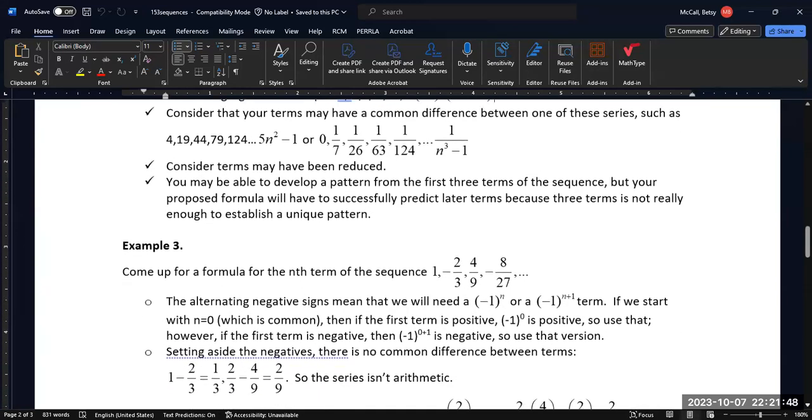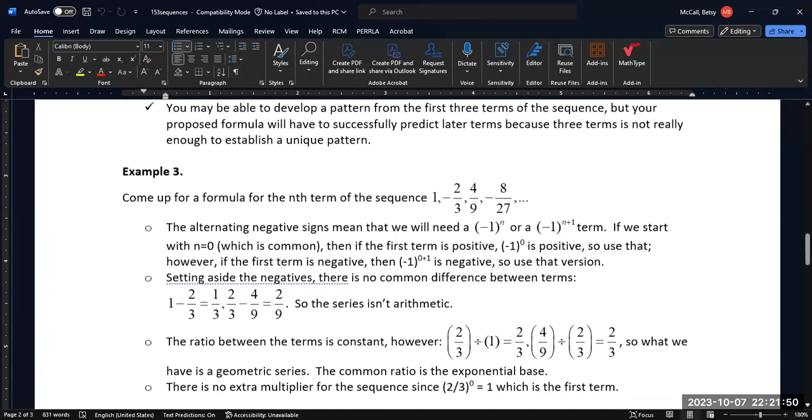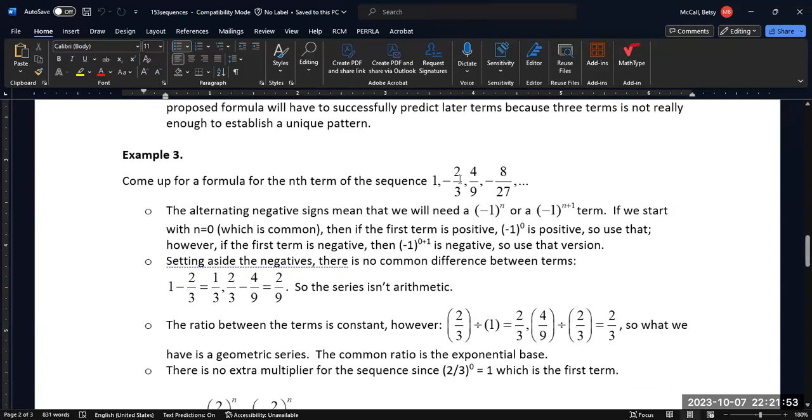So let's come up with a formula for this sequence: 1, negative 2/3, 4/9, negative 8/27, etc. The first thing that's clear is that this is an alternating sign series. The second term is negative. The fourth term is negative. So we know that we're going to have either a -1 to the n or a -1 to the n plus 1. Again, it's going to simply depend on whether we start with n equals 1 or n equals 0 and whether the first term is positive or negative.